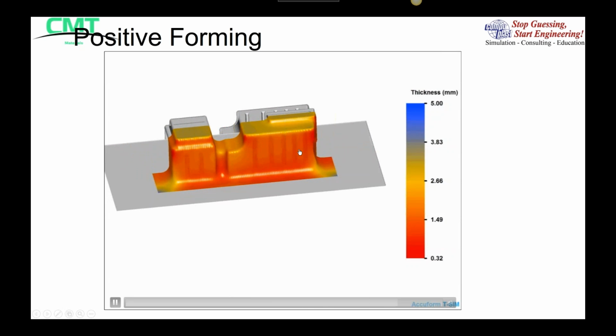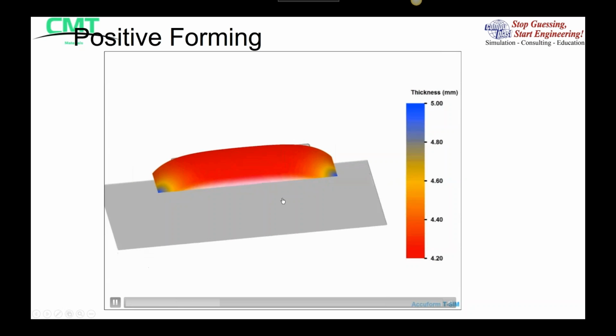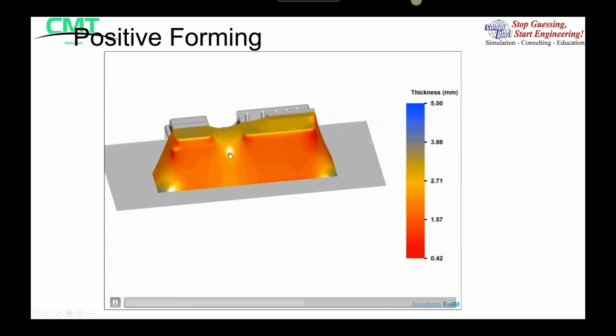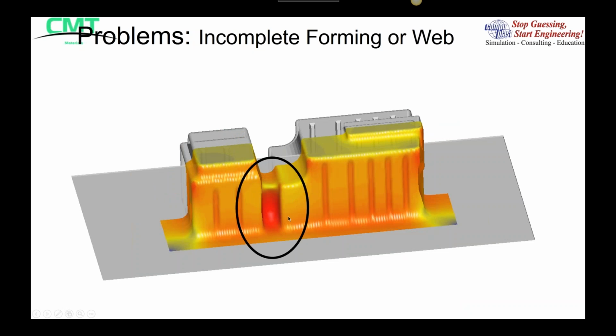Now again, here you see that we're taking advantage of the symmetry down the center of this mold, and you can see that the problem here is the area between the refrigerating and the freezer compartment that does not form completely and doesn't pull in. So we get a web being formed in that area, and the question is, how do we get rid of it?